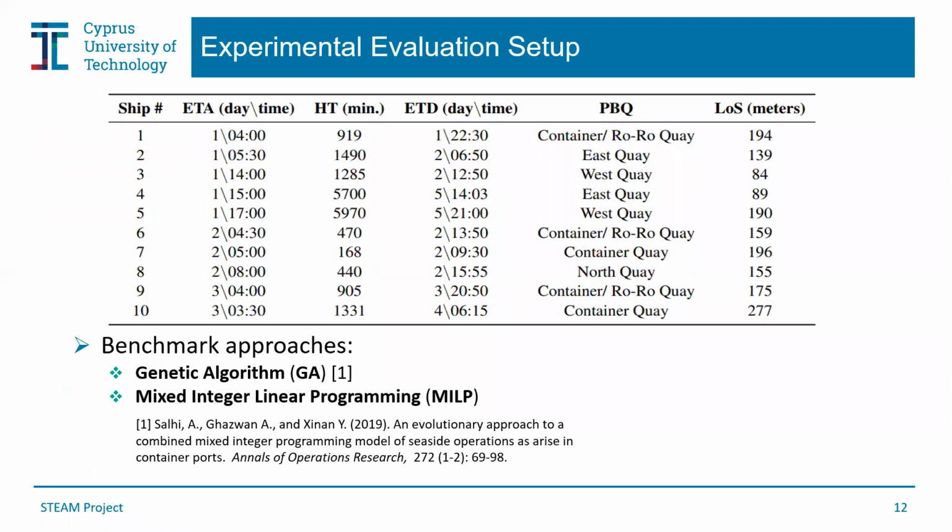We have data like this: ship number, ETA, expected time of arrival, meaning day, first date, 4 o'clock. HT is handling time in minutes. ETD is expected time of departure, again day and time. PBQ is preferred berthing queue, which is also provided by shipping companies. And the last one is length of ship, which is in meters. So I have presented only 10 ships here. However, we have 28 ships arriving in the first week of March 2018.